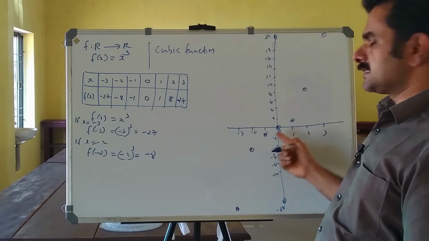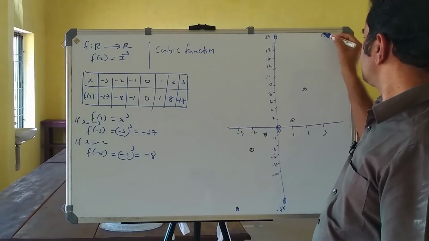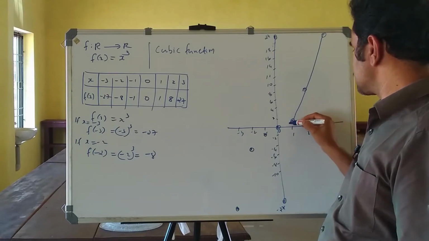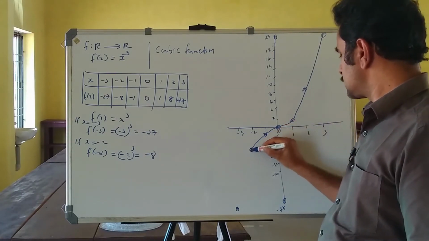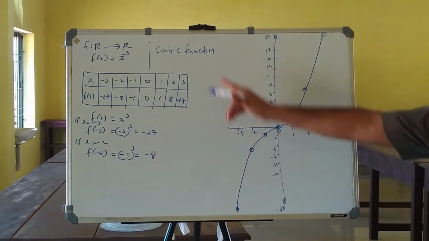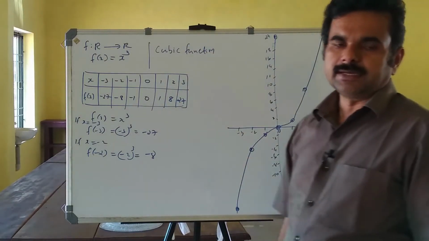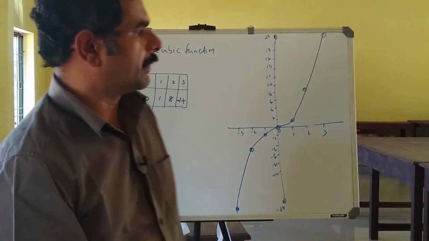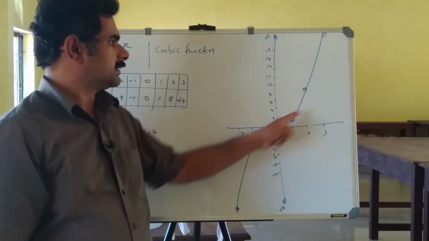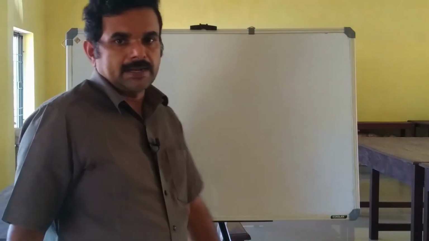Join these points without scale, then its graph will be like this. Okay. This is a graph of f of x equal to x cube, a cubic polynomial. The graph of a cubic polynomial is this one, right? Another graph.